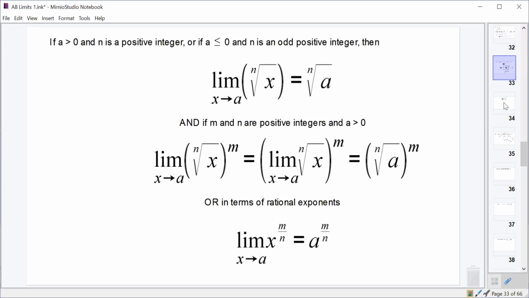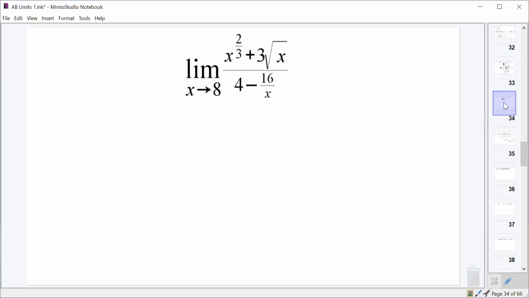All right, so just for fun, why don't you guys really quickly, it shouldn't take you more than like 30 seconds, see if you can evaluate that limit. Ready to go. What is 8 to 2/3? 4. Yeah, it should be 4.